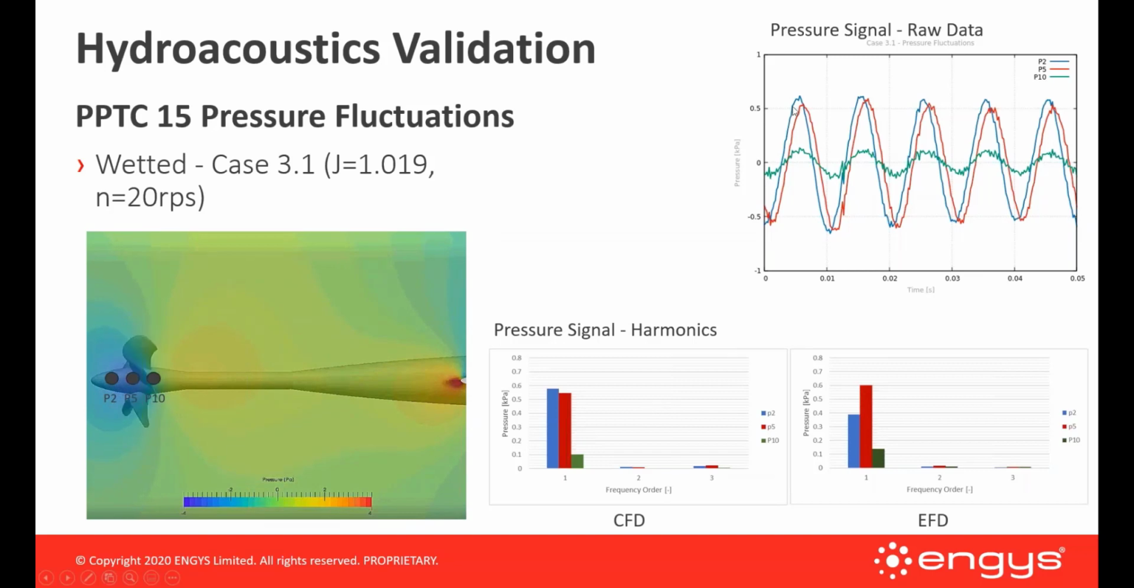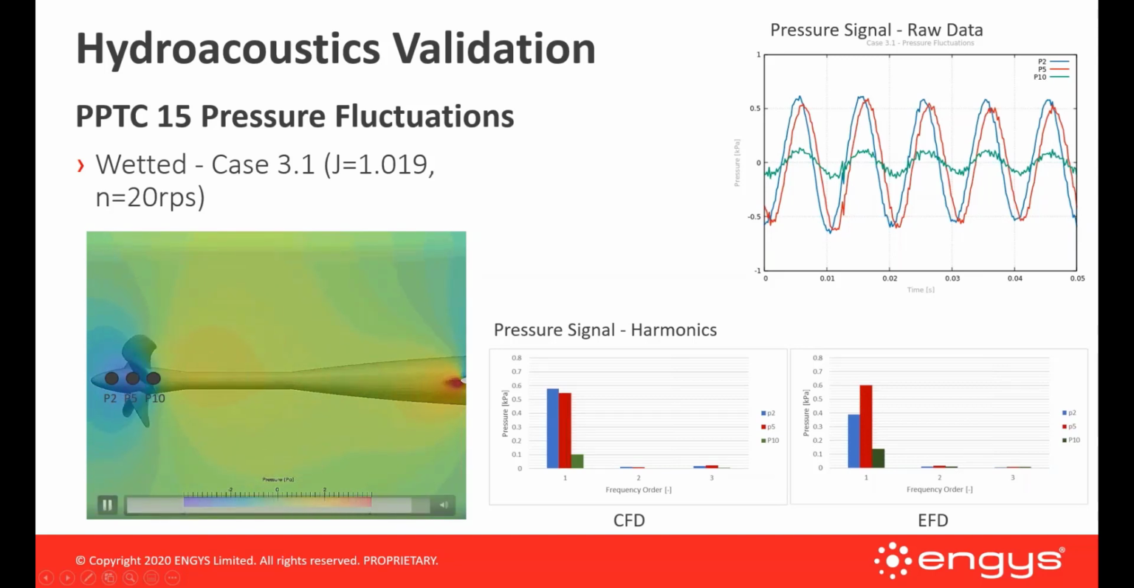Looking at the pressure signal on the 3 measurement points, this is what you get in terms of raw data. We do have all the experimental measurements available, and the idea was to take the first 3 harmonics for the 3 different signals measured on the 3 different locations and compare to the experiments. And this is what you get.